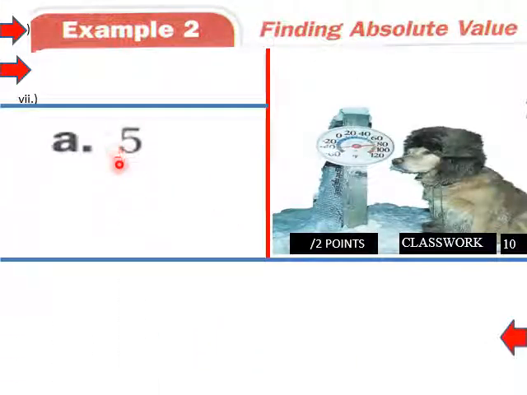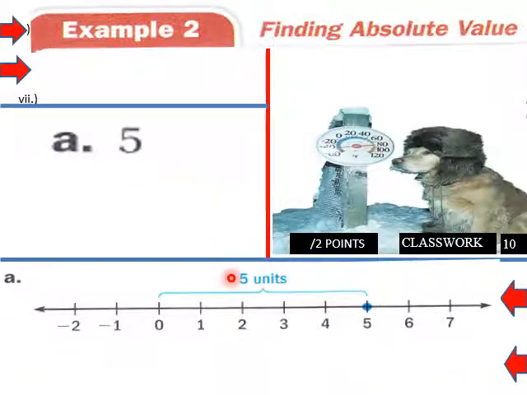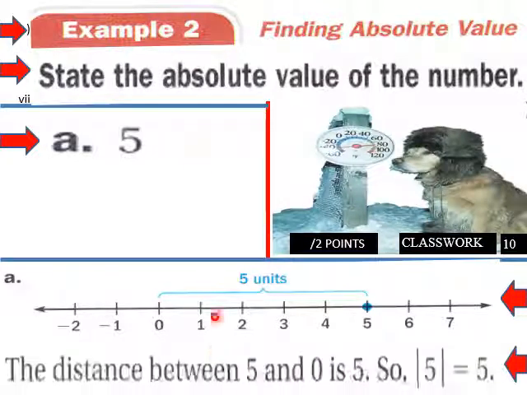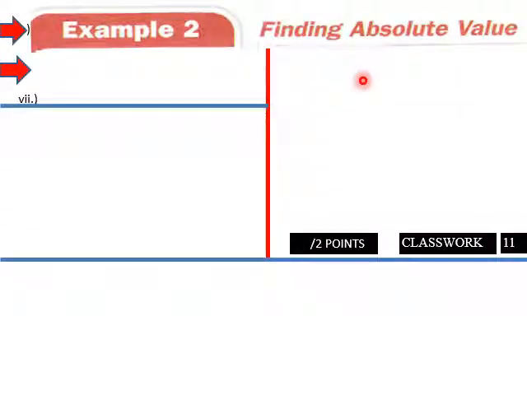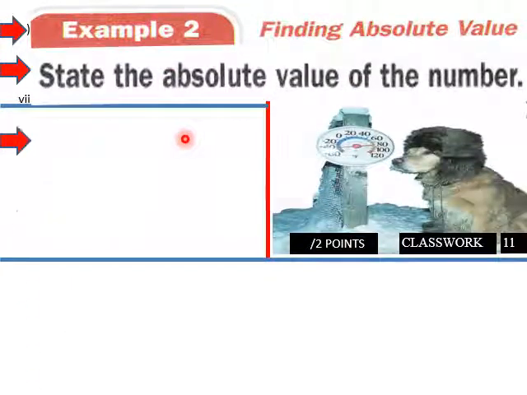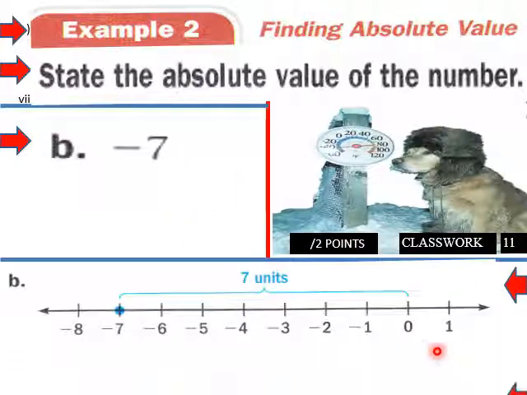So find the absolute value of 5. What's the absolute value of 5? Well, how far is it on the number line? It's 5 units from the origin. The distance between 5 and 0 is 5, so the absolute value of 5 would equal 5. Here's the absolute value symbol for that. And then state the absolute value of the number here. So we have -7. What would be the absolute value of -7? Here's the plot of -7. We're to the left of the origin, 7 units. So the absolute value of -7 will be 7.